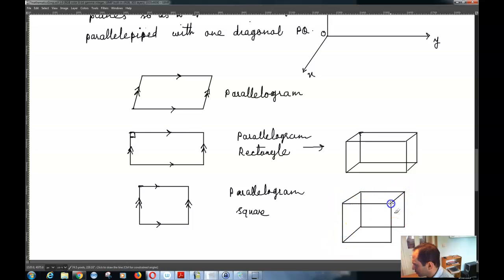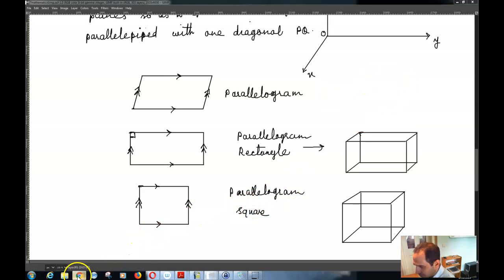This over here will be a cube. So from 6 of these, if you put them together, you can create a cube. 6 of these together, you can create a rectangle. And 6 of these together, you can create a parallelogram. And I suppose you can create a parallelepiped.